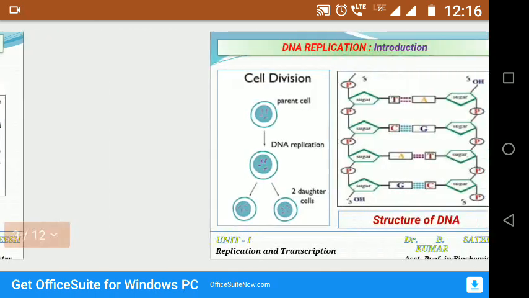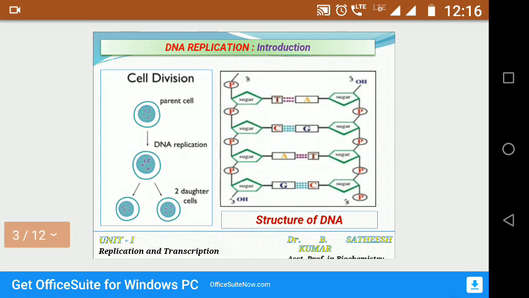Okay, so in the last video lesson, we have covered some basics about the structure of double helical DNA structure. In that double helical DNA structure, let us have a quick review, quickly recall some basics of DNA structure. If you understand the DNA structure, then only we can understand the replication process.